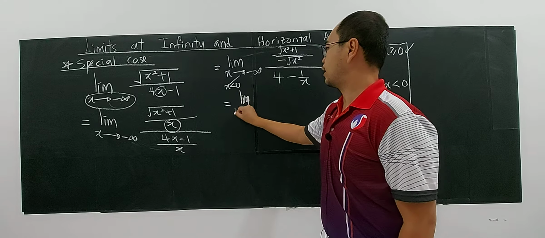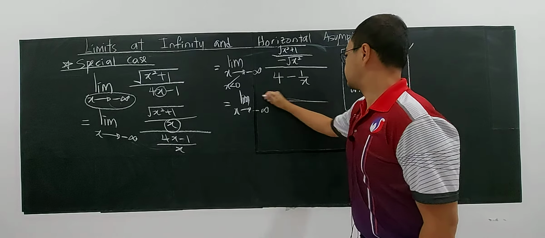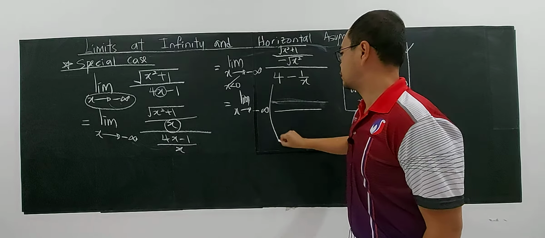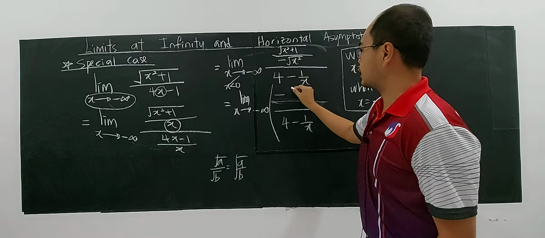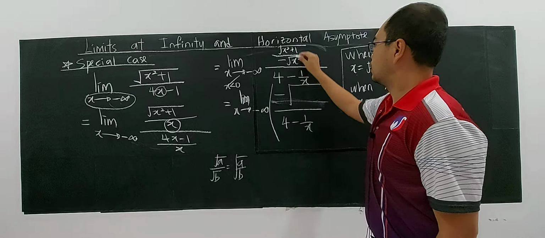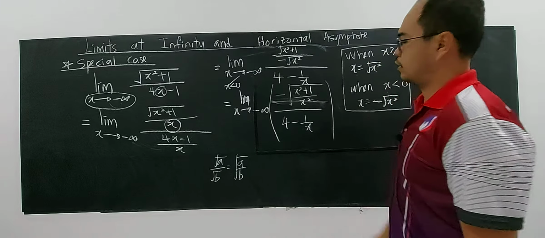So the limit as x approaches negative infinity, over 4 minus 1 over x. For this one, you have a square root. You can rewrite, let's say you have square root of a over square root of b, as square root of a over b. Very simple concept. But there is a negative here, and the negative is outside the square root. Outside the square root means x squared plus 1 over x squared.